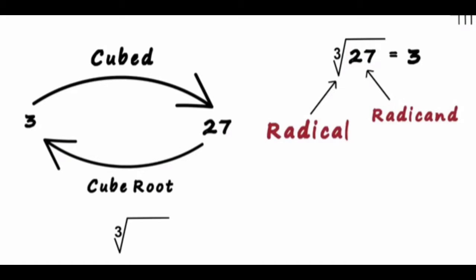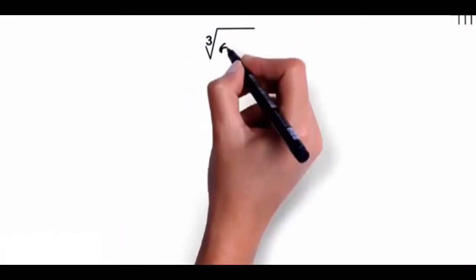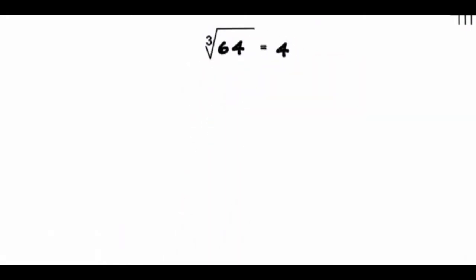The cube root of 27 is equal to 3. 4 cubed is equal to 4 multiplied by 4 multiplied by 4. The answer is 64. When we convert the cube to the other side, it becomes the cube root of 64. Its answer is 4. It is very important to note that when we convert a cube to the other side, it becomes a cube root. Now let's move on to another example.